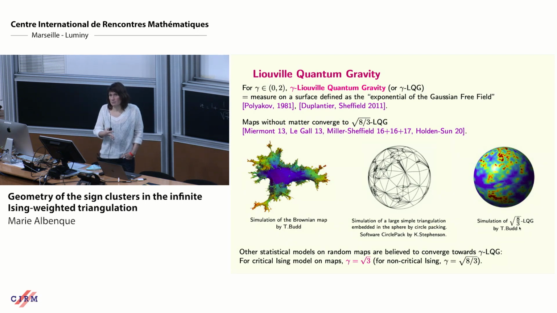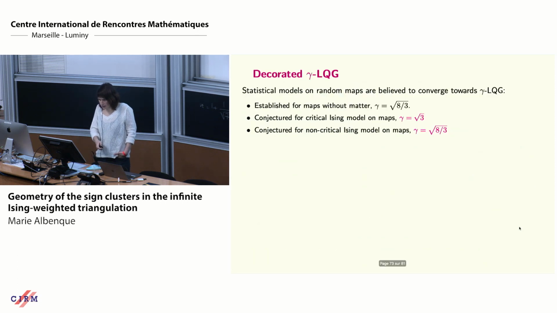So this is established now for uniform maps. But the truth is that we expect such results to hold for every statistical physics model on random geometry. We expect that if you define a statistical physics model on a map, then it's going to converge to a gamma LQG for an appropriate value of gamma. For the critical Ising model, this gamma is supposed to be square root of 3, whereas for non-critical, you expect the same behavior as for uniform maps and recover the 8/3.